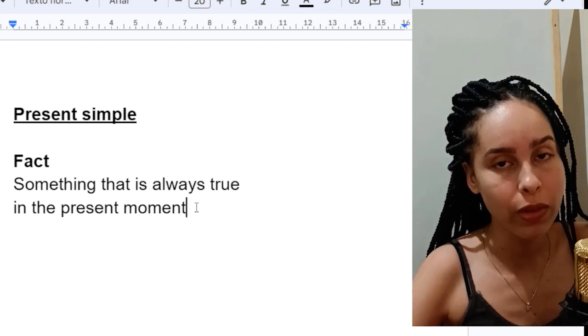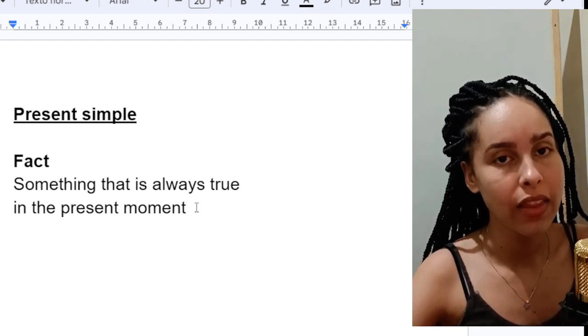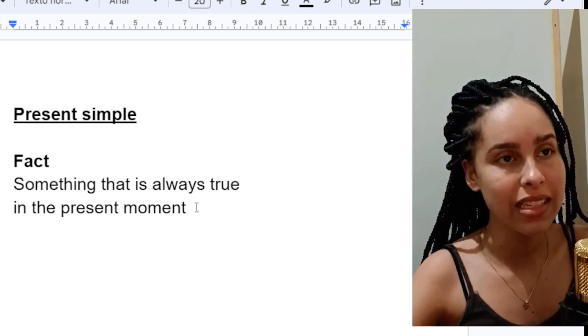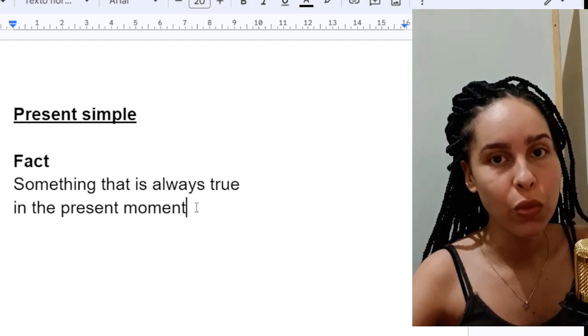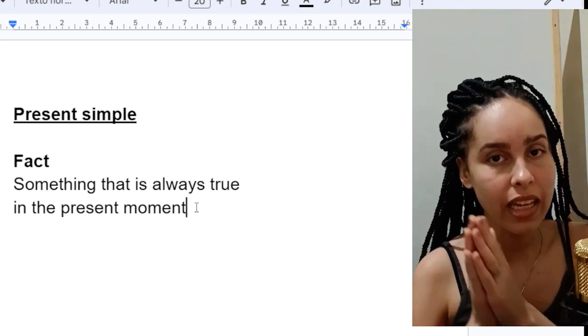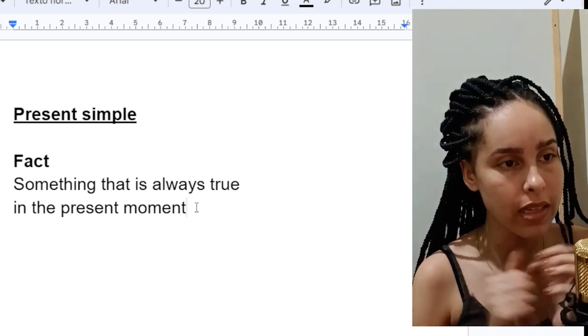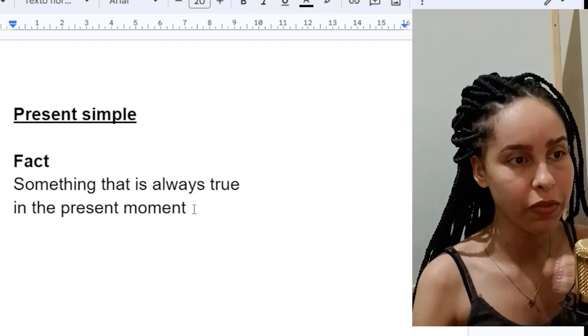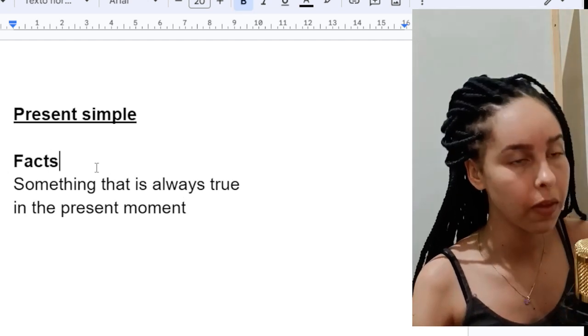Pay attention, realize that I'm not saying the sun is shining or the sun is doing something now, but I'm stating a fact. It exists. Okay, so this is the simple present. And so it's about facts, okay? Facts.